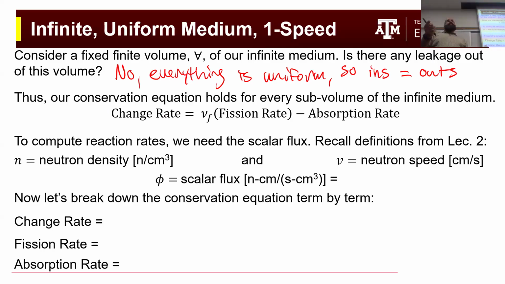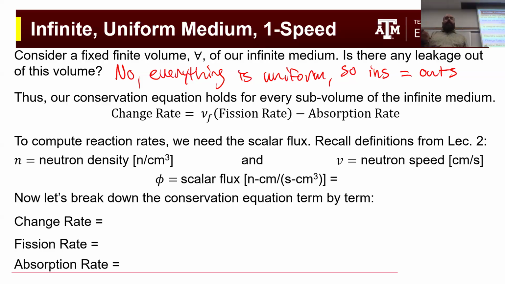So that means that the conservation statement that we just wrote for the infinite medium also holds for every subvolume in the infinite medium. And that means that essentially our medium is going to be uniform, and that means that our flux isn't really going to have any position, or our neutron density isn't going to have any position dependence. So in our equation, we have the change rate, we have the fission rate, and we have the absorption rate that we need equations for.